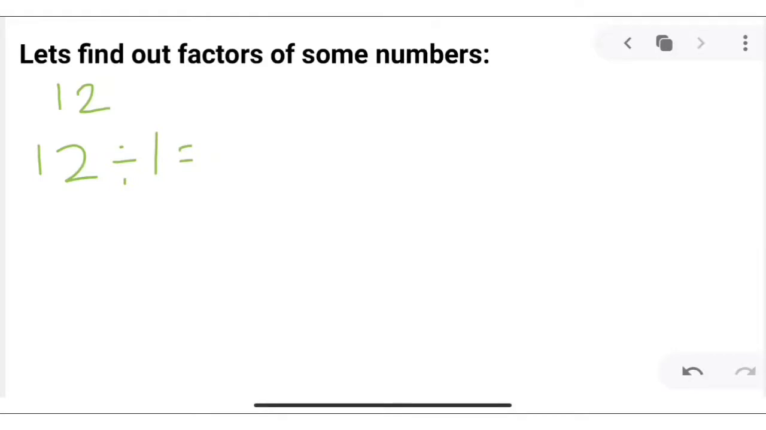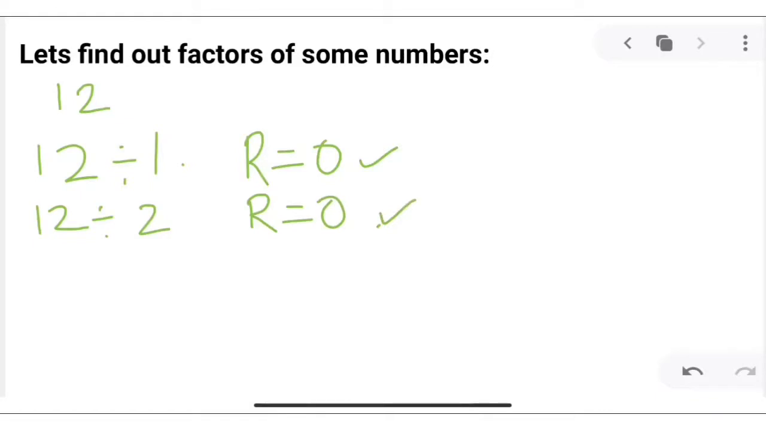When we divide 12 by 1, we get a remainder 0. So that means 1 is a factor of 12. Okay. So similarly, when we divide 12 by 2, we get a remainder of 0. So that means 2 is also a factor of 12. When we divide 12 by 3, we get a remainder of 0. That means 3 is also a factor of 12.